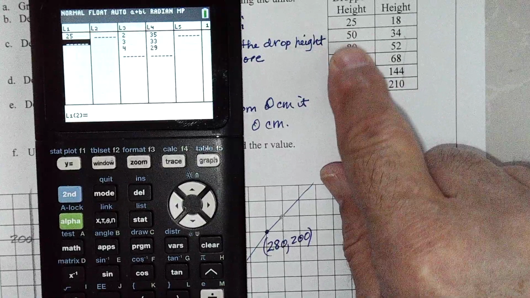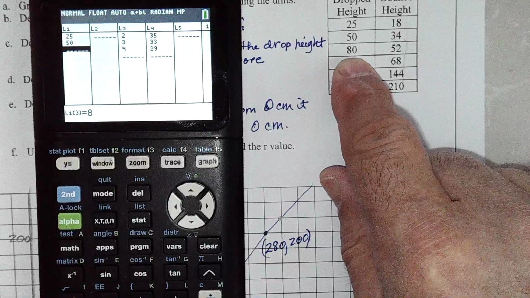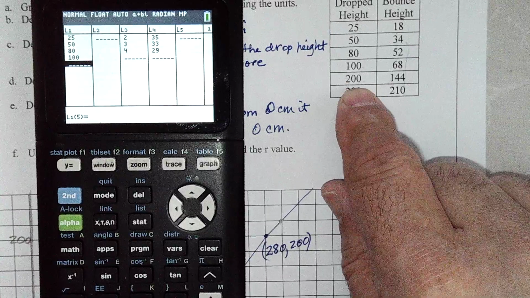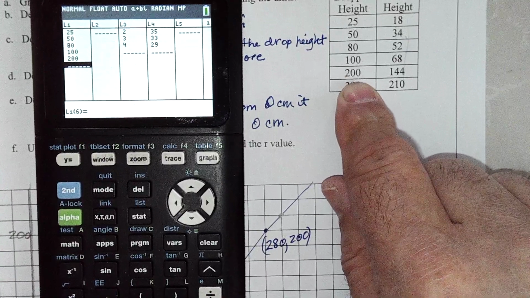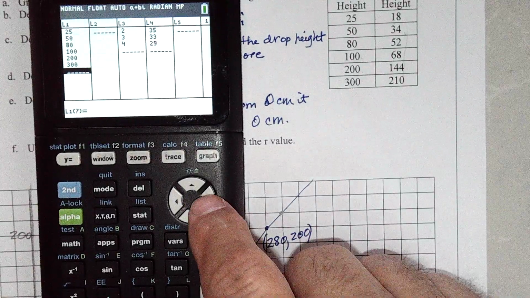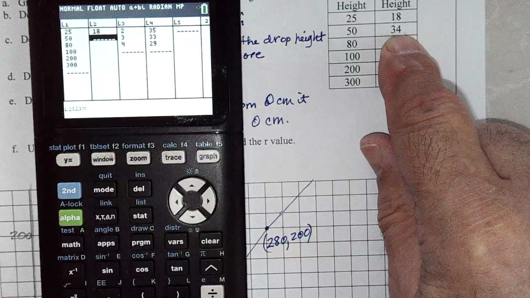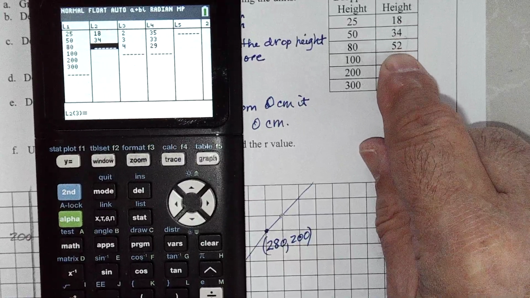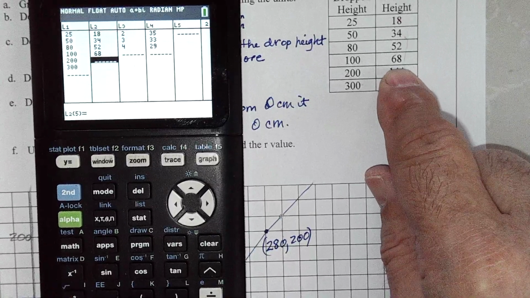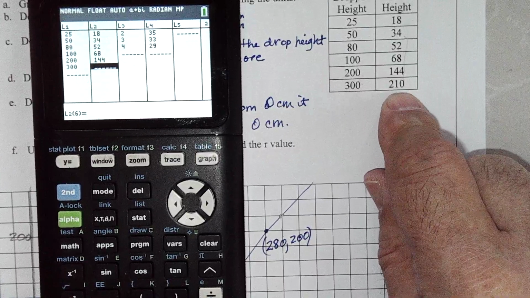25, 50, 80, 100, 200, 300, then over, and I've got 18, 34, 52, 68, 144, and 210.